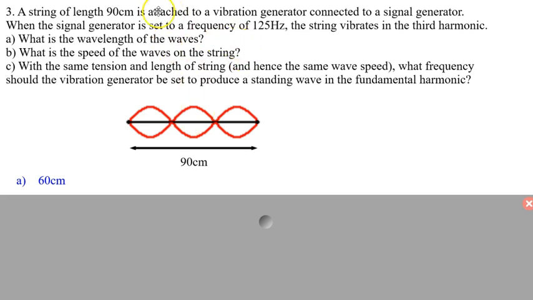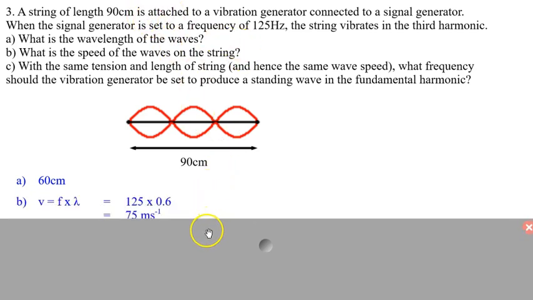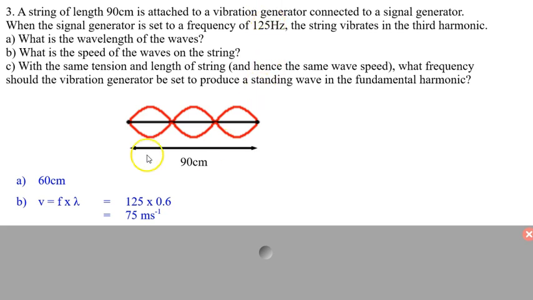What is the speed? That should be straightforward. V equals F times lambda. We're given the frequency. We need to work in meters to get meters per second. So 125 times by 0.6 will give us 75.